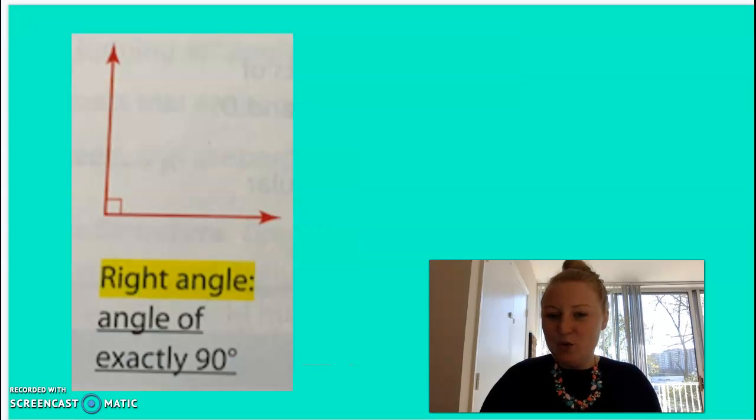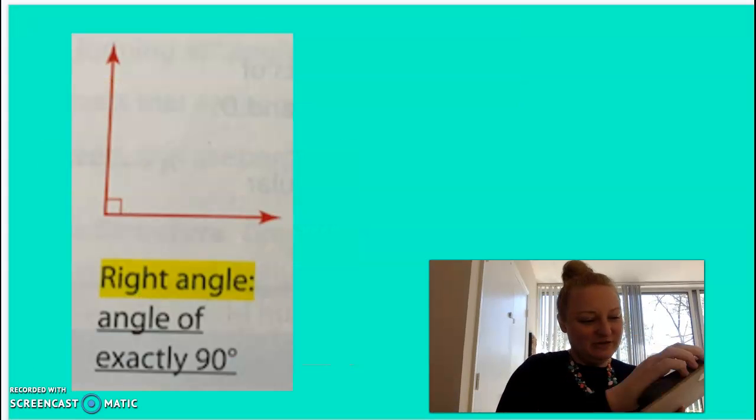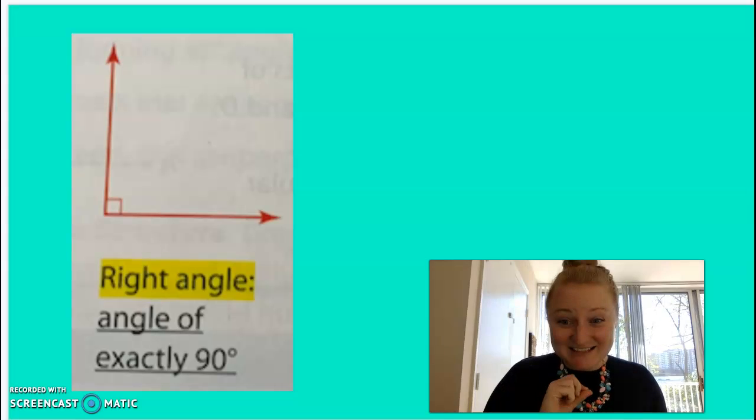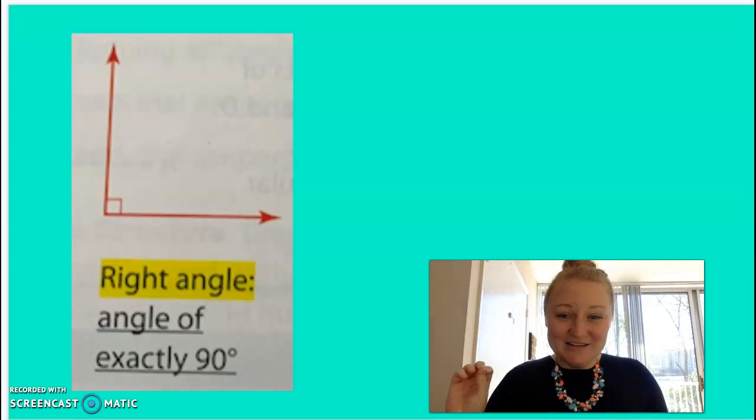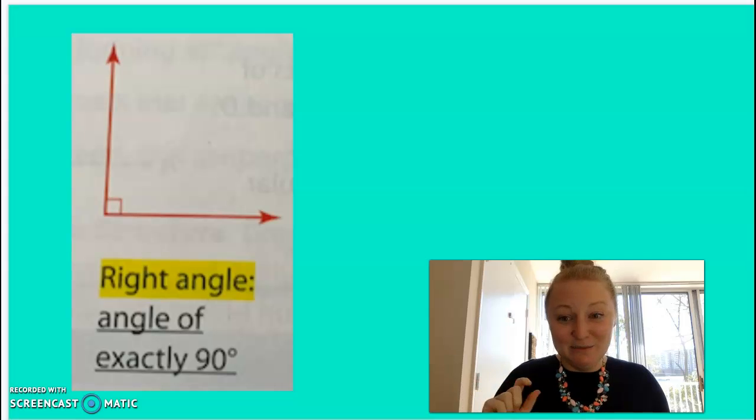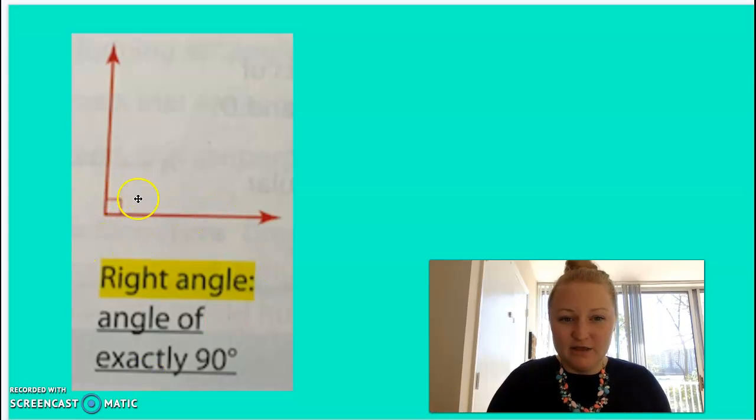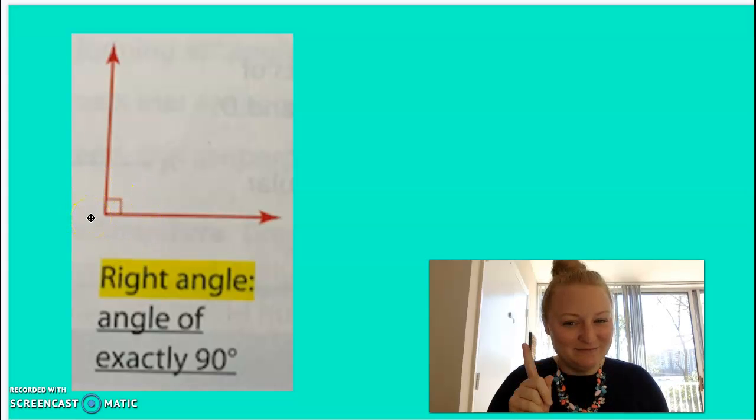All right, let's do a quick review of types of angles. You have probably heard of these and seen these before. So a right angle is an angle that measures exactly 90 degrees. No more, no less. If it's 90.2, it's not a right angle. If it's 89.9, not a right angle. It's exactly 90 degrees. I think of this as a perfect L. Often, not always, but often, you can know that something's a right angle if it has the little box in the corner. But again, not always.